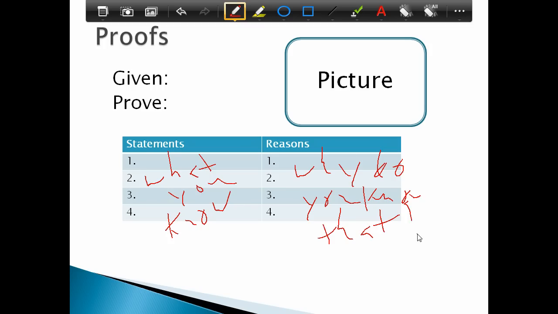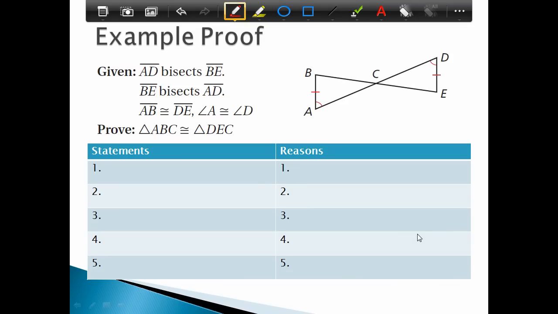Let's do an example. Here we go, example proof. We're given four different things to be specific. You see that segment AD bisects BE, BE bisects AD, AB is congruent to DE, and angle A is congruent to angle D. So you've got lots of stuff given in this one. Typically, you don't get as much given information, just one or two things. But this time, you've got four different things to go on.